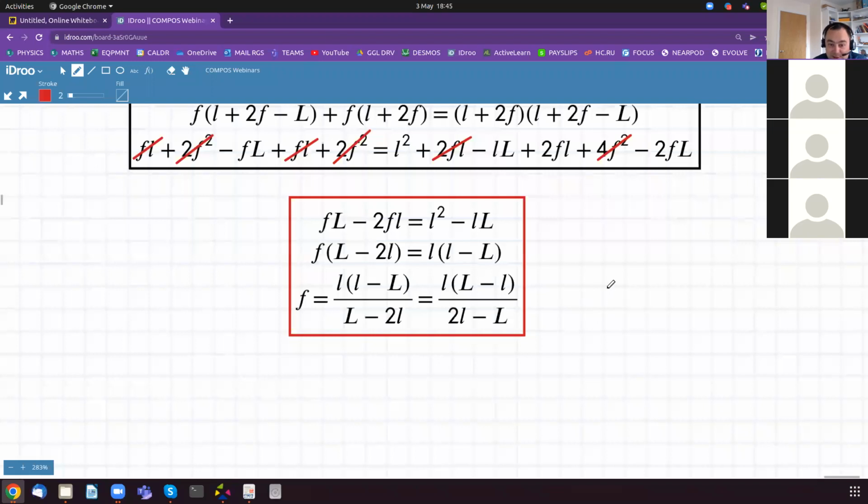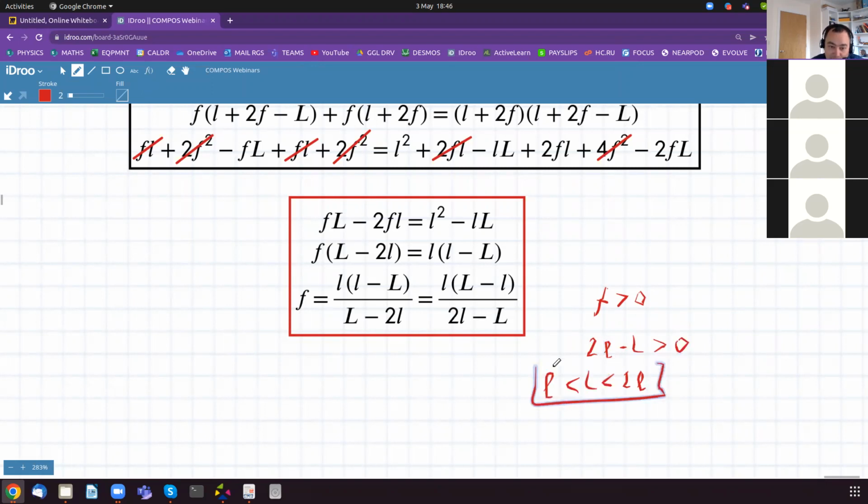So F has to be greater than 0. And because F has to be greater than 0, and we know that this is positive obviously, then this has to be positive as well. So 2L minus L has to be positive. In other words, L has to be less than 2L, but on the other hand, it has to be greater than L. So the problem has a solution only if this is true. And this is the focal distance.